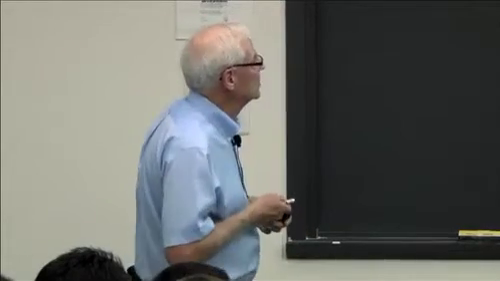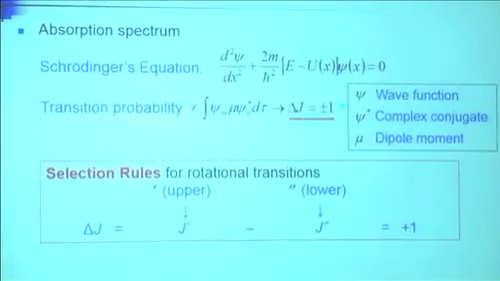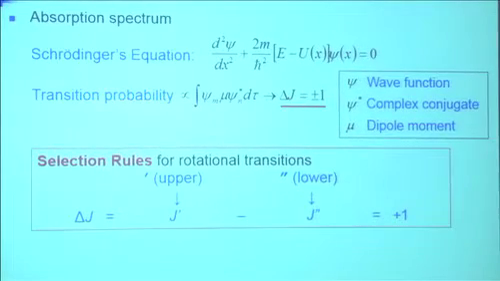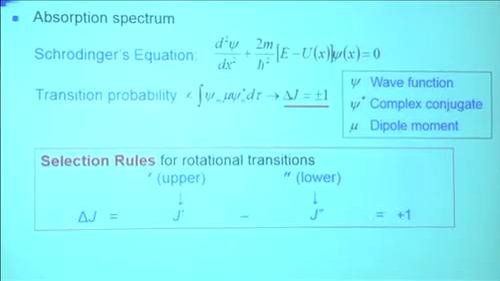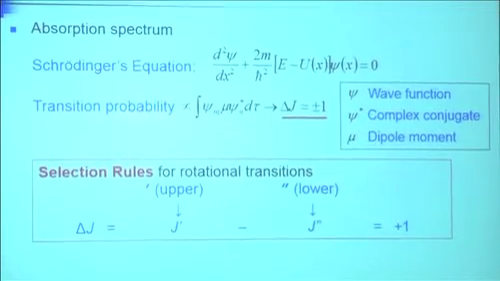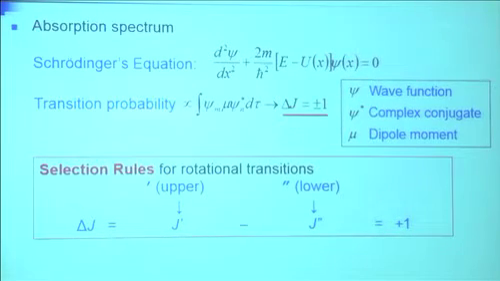Now, I like this definition for the rules. Sometimes you'll see it as delta J plus or minus 1, meaning that J can either go up or down. But if you define delta J as the difference between the upper and the lower state, then it's always only plus 1. J may go up or down, but the upper one is always 1 higher than the lower one. So I like to write delta J as plus 1, but you'll see it both ways. This is a reminder: the prime denotes the upper state, and the double prime always denotes the lower state.